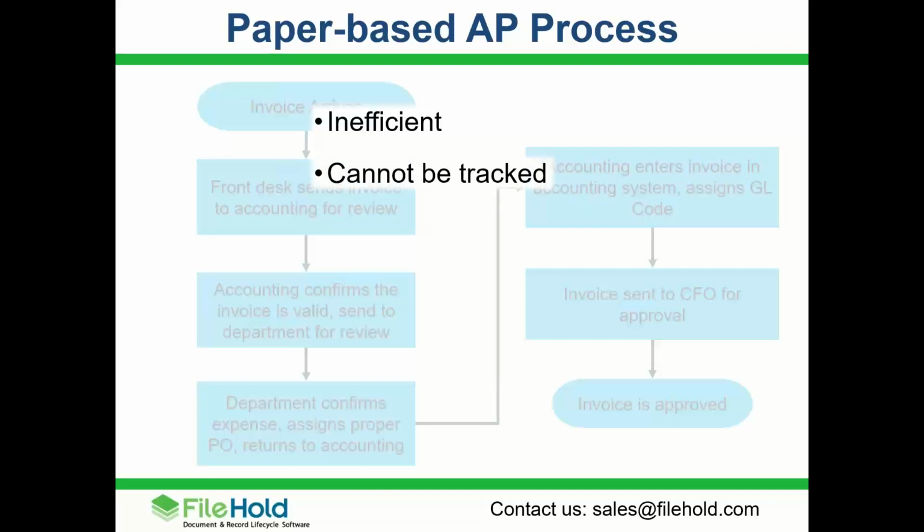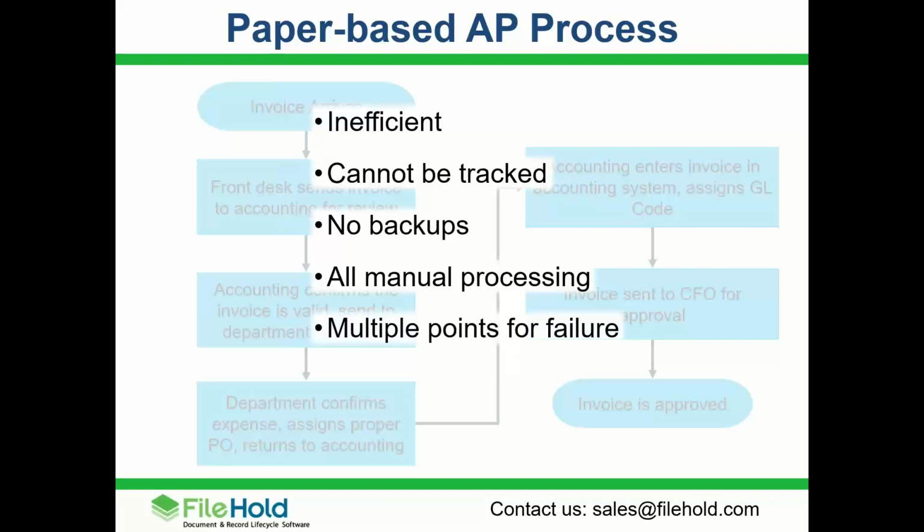There's no tracking in this. Once the paper goes out, the amount of effort you have to exert in order to find that document can often be greater than the actual value of that document's processing in the first place. There's no backups to this. Once that piece of paper leaves that person's hand, it's gone forever. There's all manual processing. Nothing happens unless somebody moves that piece of paper from one person to another.